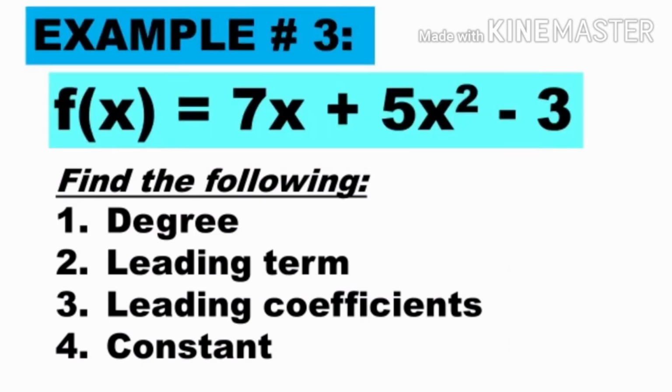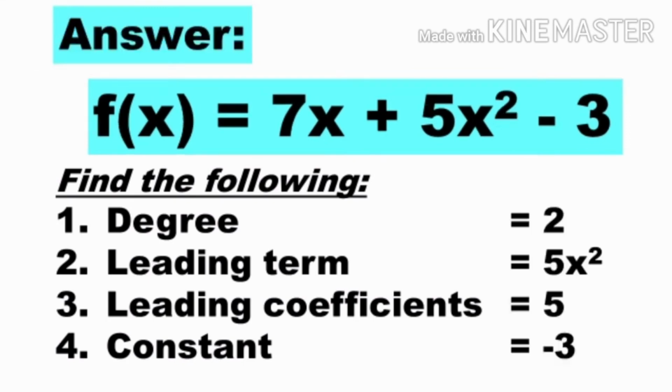Okay, now let's have example number 3. We have f of x equals 7x plus 5x squared minus 3. Kung napapansin ninyo, hindi siya naka-standard form. So paano natin kukunin yung degree, the leading term, the leading coefficient, at constant term ng hindi naka-standard form? Degree, sabi natin, ito yung pinakamataas na exponent na nakikita natin sa function, which is 2. Therefore, the degree is 2.